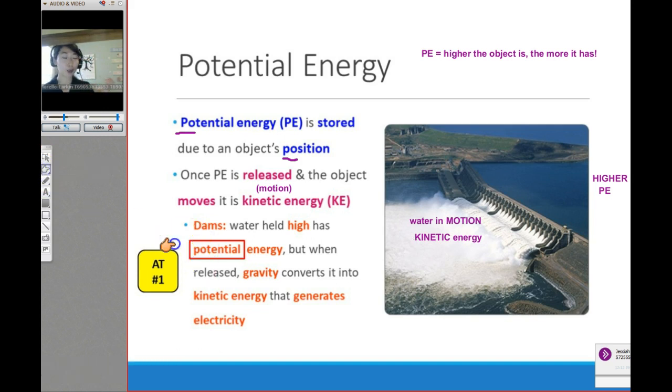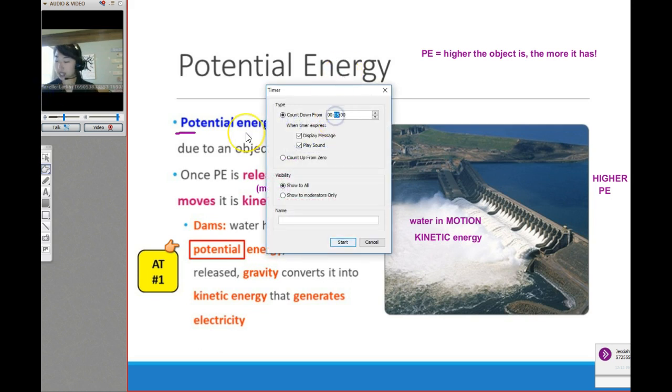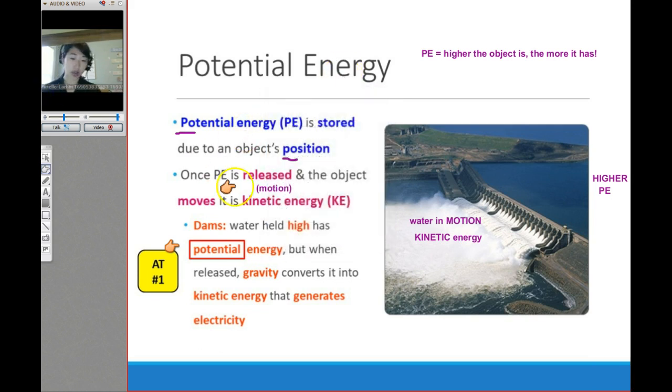Awesome. This is actually number 1 in your ticket. Go ahead and fill in the blank with the word potential. Give me a green check when you have it saved. You have 30 seconds. Ready, set, go. Again, answer is in the red box. Go, go, go.